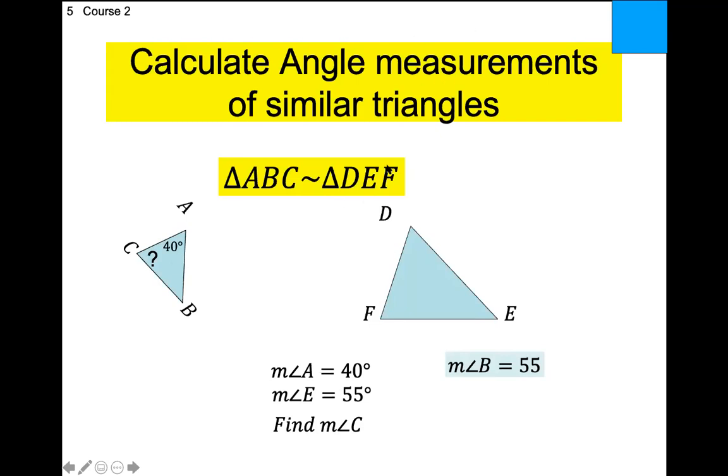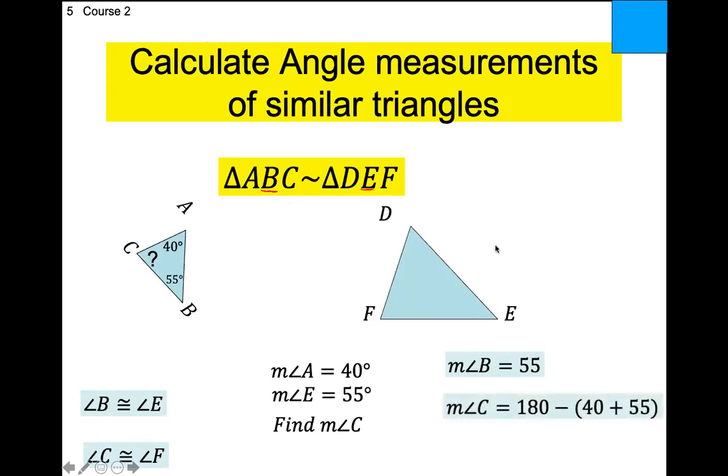But angle E is the middle letter. Angle E would correspond with angle B. So B and E are the same angle. If E is 55, B is 55. And now you can kind of see what we're doing there. Okay, so let's see, 40 and 55 are 95. 180 minus 95 is 85. Questions on anything we did?